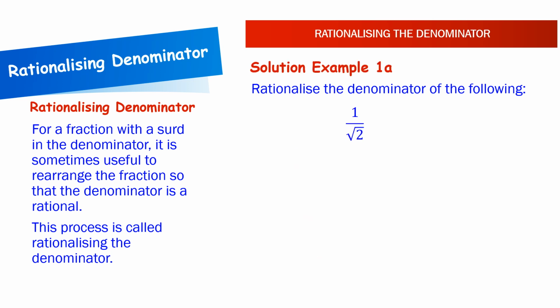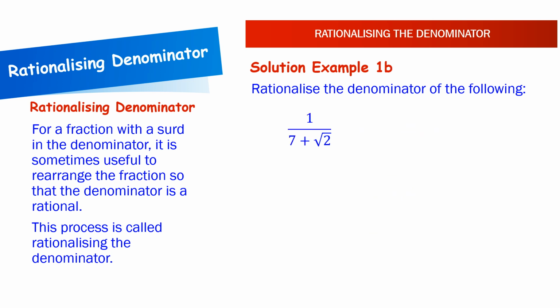Let's take a look at part A first. We are required to rationalise the denominator of 1 over root 2. In order to do this, we multiply by root 2 over root 2, which is of course equal to 1. What this also does is make the denominator rational. So of course the numerator is 1 times root 2, which is root 2, and the denominator is root 2 times root 2. So we have root 2 divided by 2.